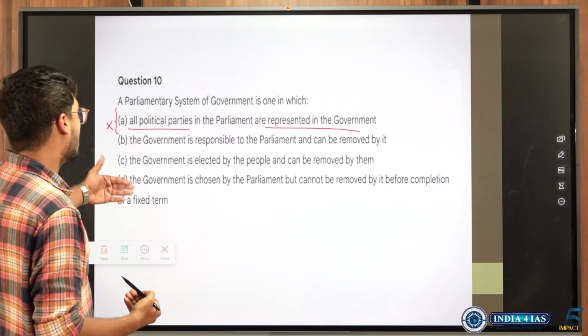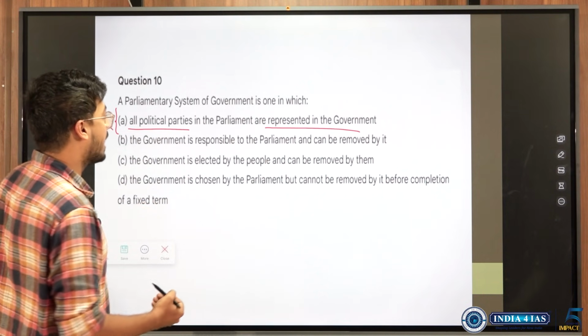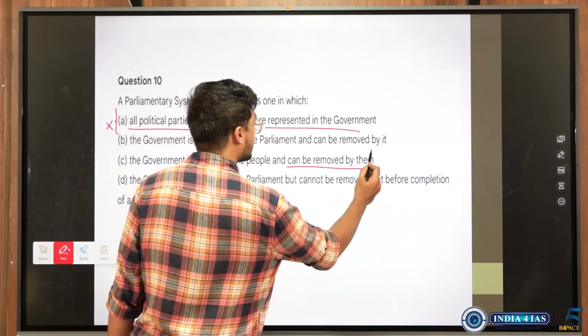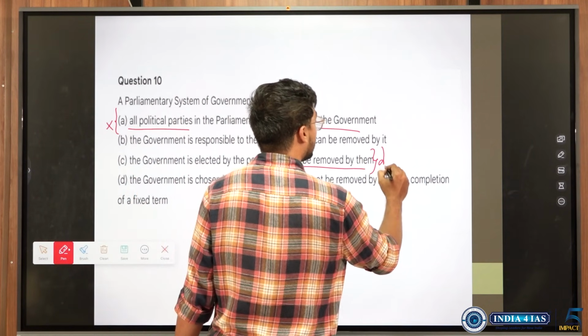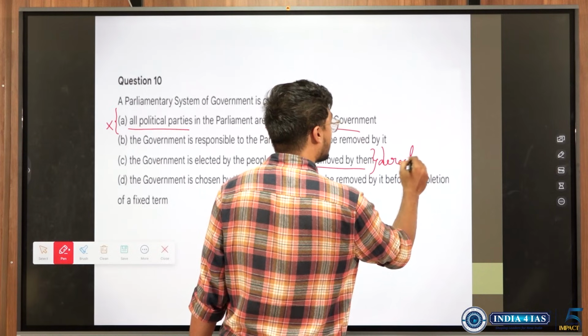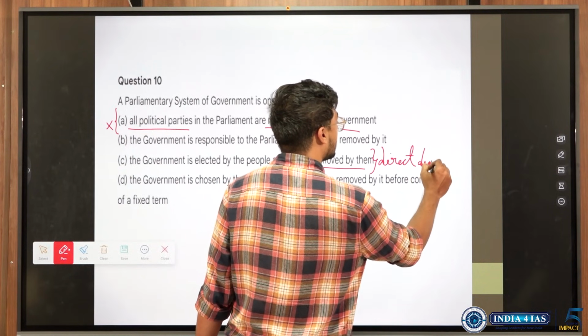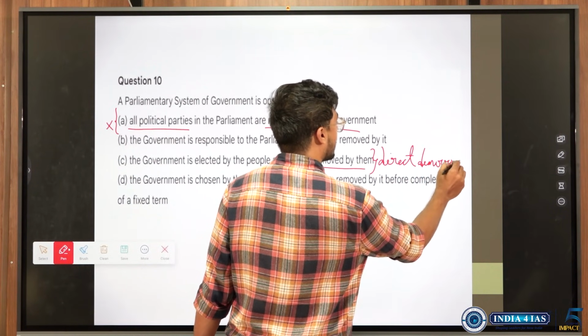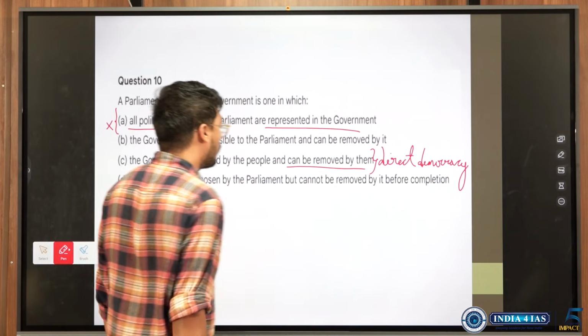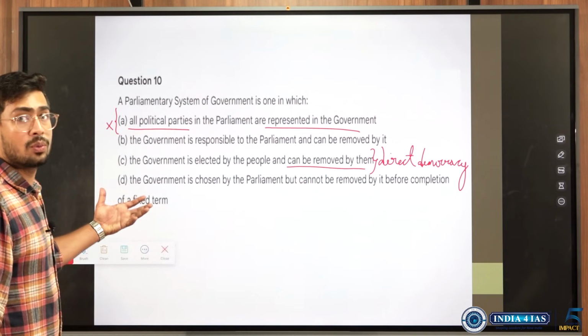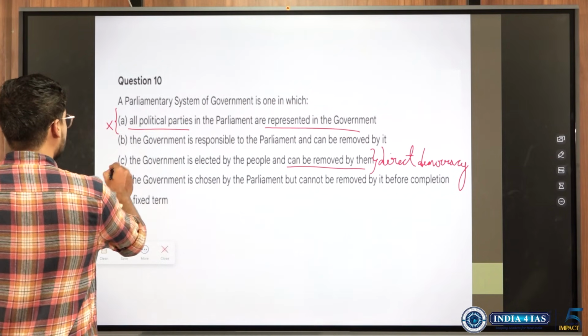This is correct. Government is elected by the people and can be removed by it. No, this becomes direct democracy. In India we follow indirect democracy. Direct democracy is seen in countries such as Switzerland. Now this is direct democracy, the right to recall. If people want, they can directly remove the government officials. This is not present in India.